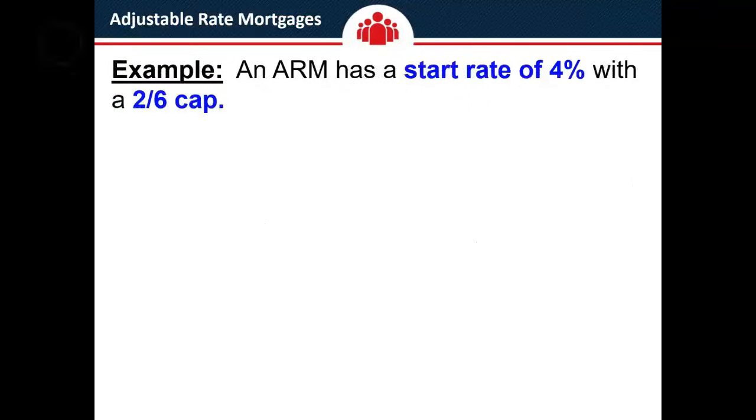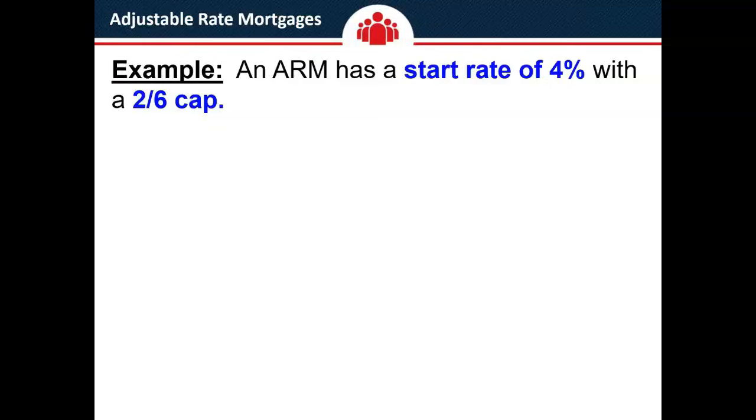So let's look at that example again. I'm going to talk about it again. Say you have an ARM, an adjustable rate mortgage, with a start rate of 4% with a 2/6 cap. Remember, the first number is the most it can increase each time it's scheduled to adjust. But the bottom number is the cap, the ceiling. The most it can increase over the life of the loan.